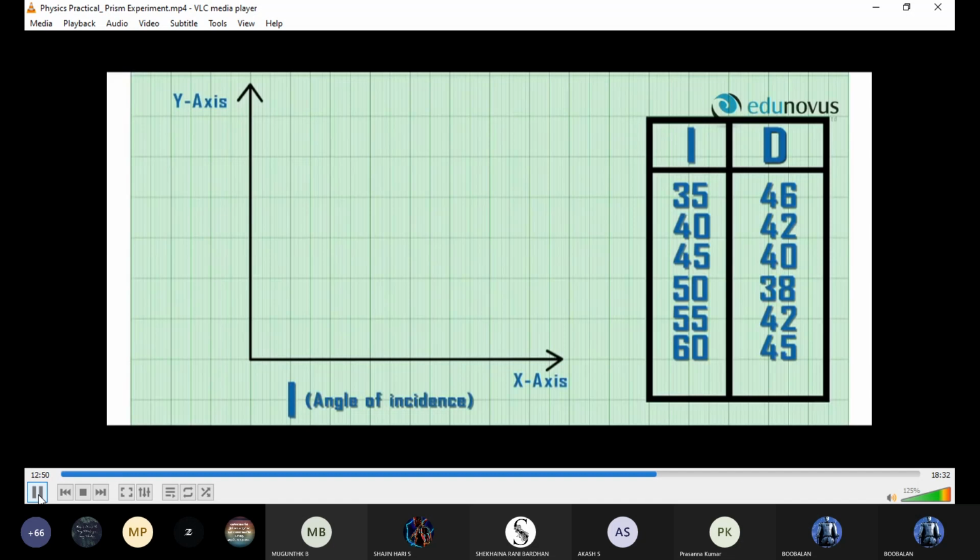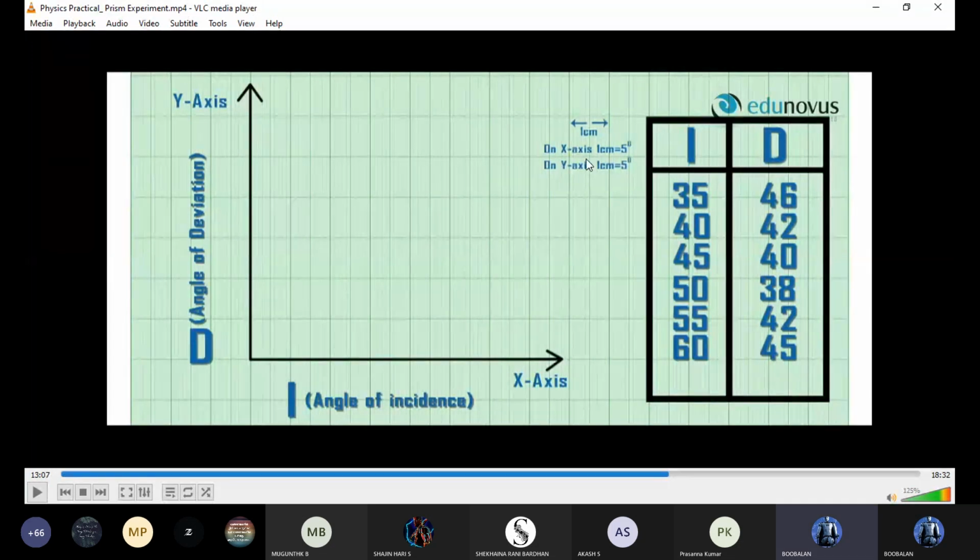Taking I, angle of incidence, on the x-axis and D, angle of deviation, on the y-axis. We select a suitable scale. On x-axis, 1 centimeter is equal to 5 degree. On y-axis, 1 centimeter is equal to 5 degree. And listen, in maths you will write x-axis 1 centimeter equal to 1 unit, y-axis 1 centimeter equal to 1 unit. Don't write like that. In physics, it is entirely different. The scale: x-axis 1 centimeter equal to 5 degree.